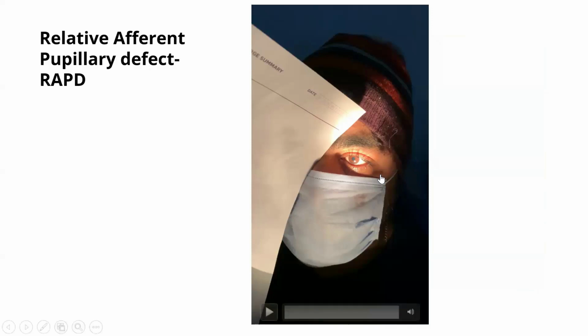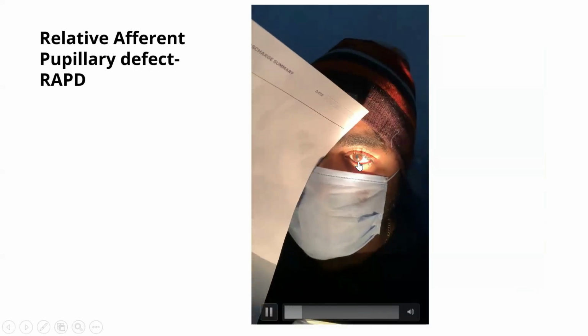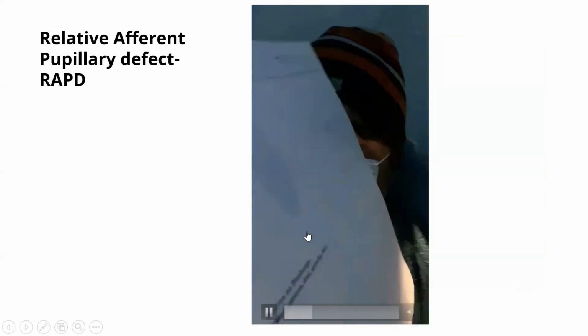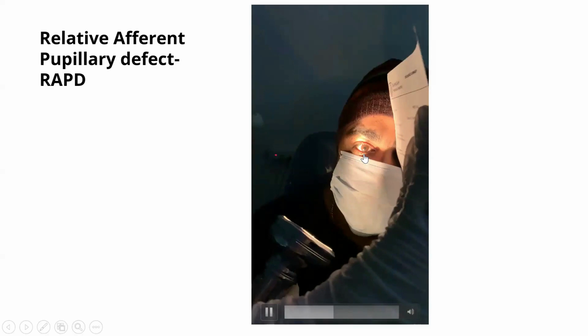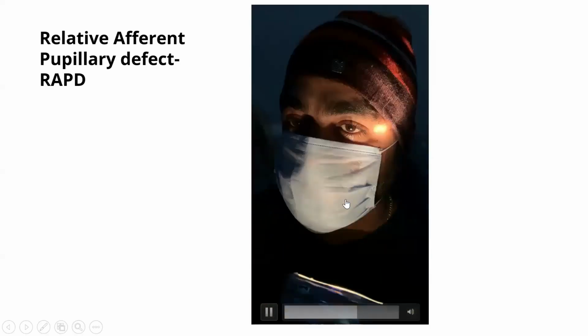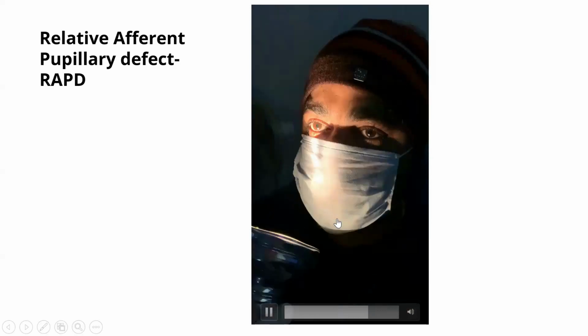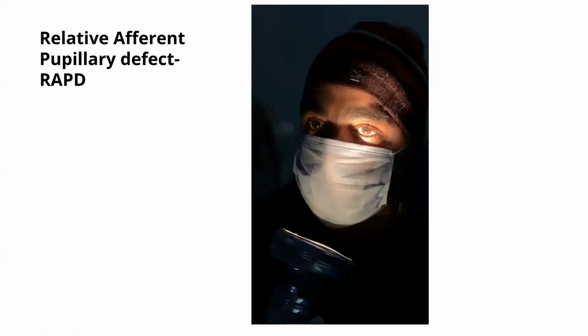Now, you see that both the pupils will constrict, but the left pupil will be relatively sluggish compared to the right eye. So I throw light on the left eye. It is constricting, but not as much. Now, if I throw light on the right eye, it is constricting more briskly than compared to the left eye, right? You see that? And then you will do a swinging flashlight test. So right eye pupil constricts more than the left eye.